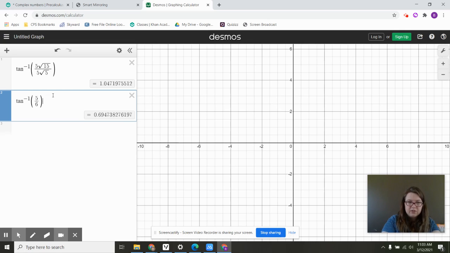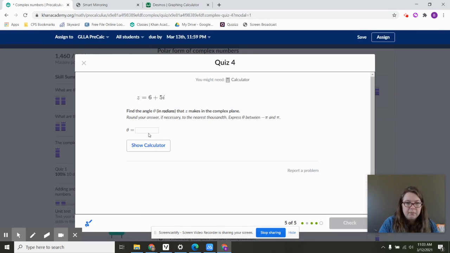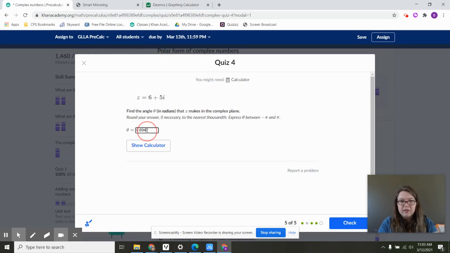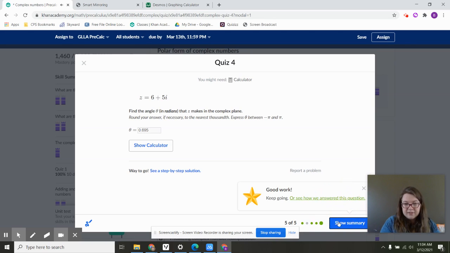So you're supposed to round it to the nearest thousandth. So I'm going to come in here, paste it to the nearest ten-thousandth, and then edit. There we go. Nice.